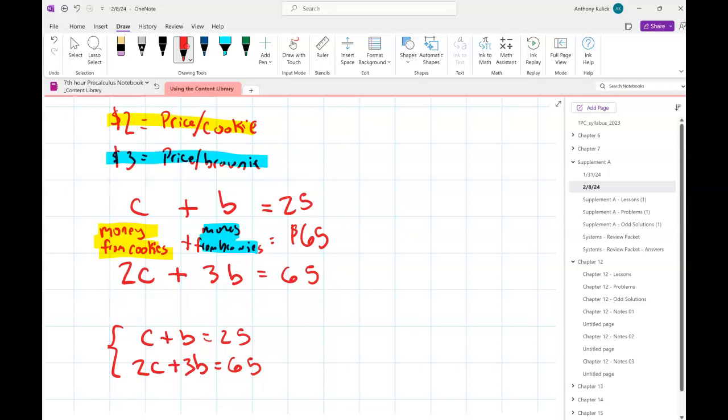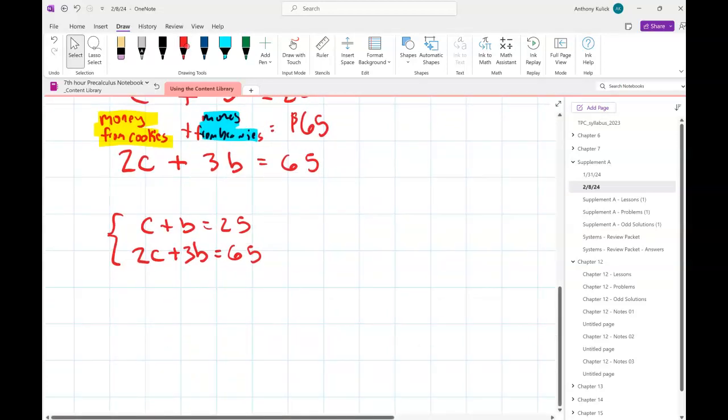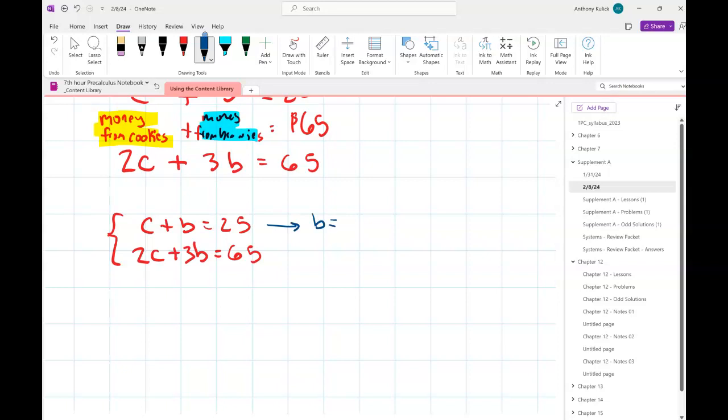Is everybody okay with how I translated the words to the system? To solve this system, how would you like to do that? Substitution. Sure. To do substitution, what are you going to do? Get B by itself? In which equation? The first one? Okay. To get the B by itself, what would we have to do? Subtract C from both sides. Okay. So B has to equal negative C plus 25. What do I do with that now?